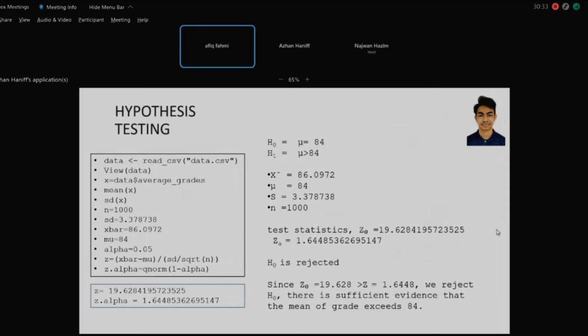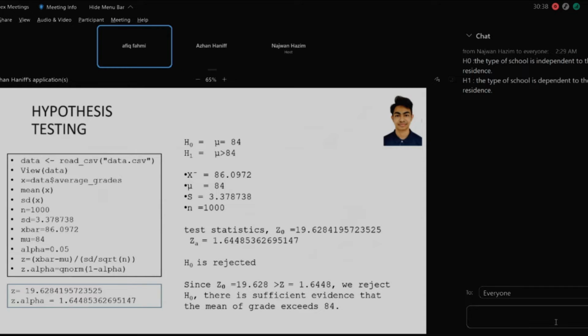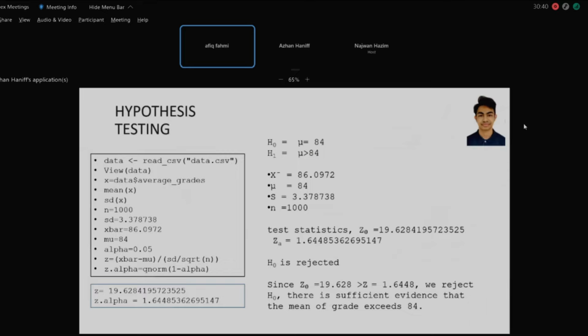After we use our programming language, we found that the Z test statistic is 19.62 and the critical value is 1.64, which means the test statistic exceeds the critical value. Then we reject the null hypothesis. So there is sufficient evidence that the mean of grade exceeds 84.